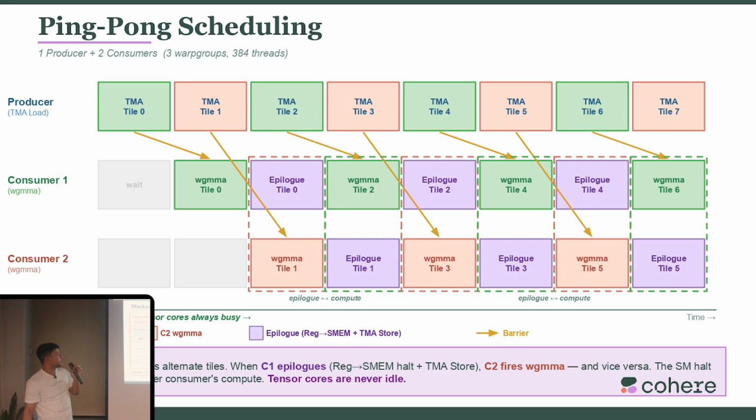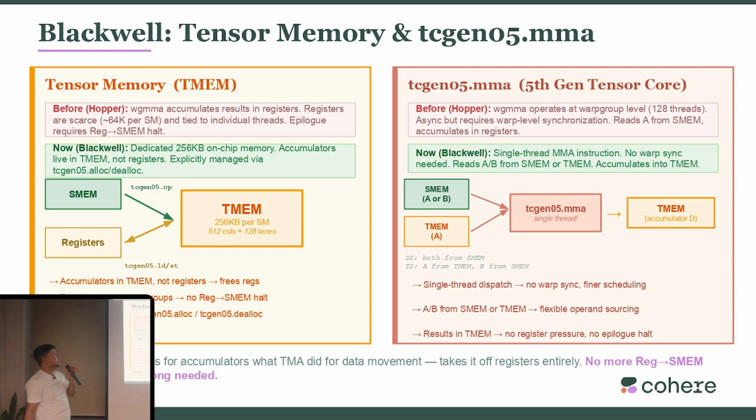So now let's move to Blackwell. We saw that doing the ping-pong scheduling with registers was pretty scary. So Blackwell introduced two things again. One was tensor memory. Instead of accumulating in registers like Hopper did, we accumulate in tensor memory, which is at the same level of granularity as shared memory.